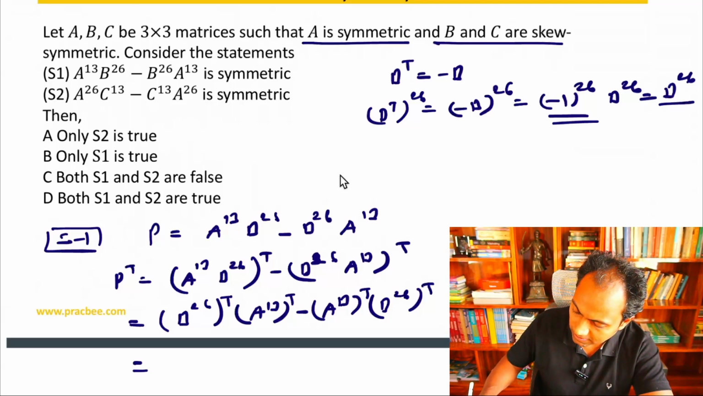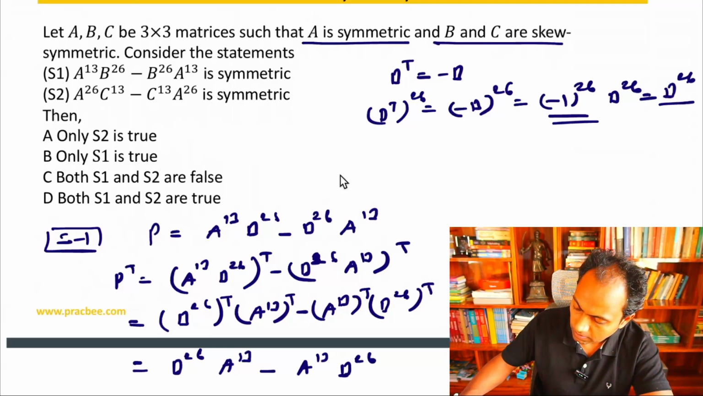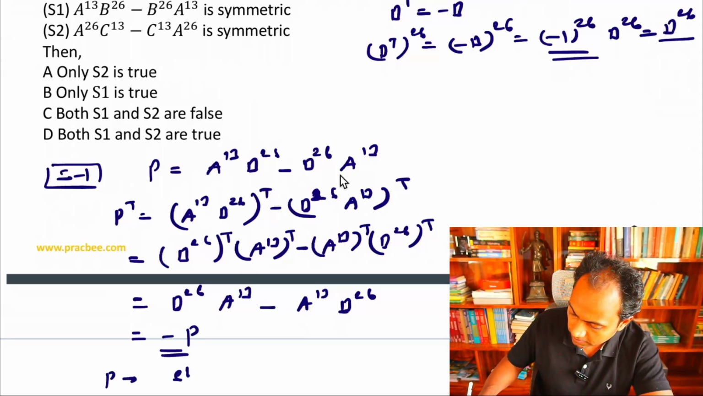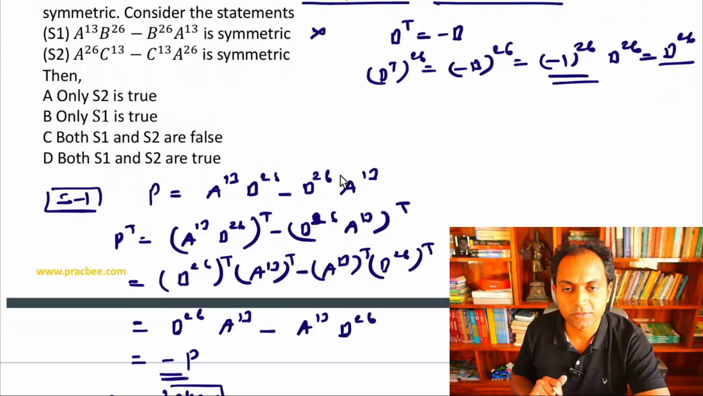So here we can write B raised to the power 26, and this will become A13 because A is already symmetric. This comes out to be A13 B26. You can see that once we did that, my answer came out to be nothing but minus of P. So P is a skew symmetric matrix. Statement 1 says it is symmetric, so this statement is false.